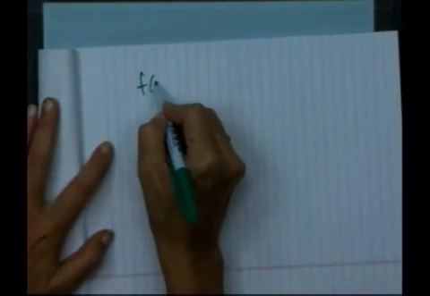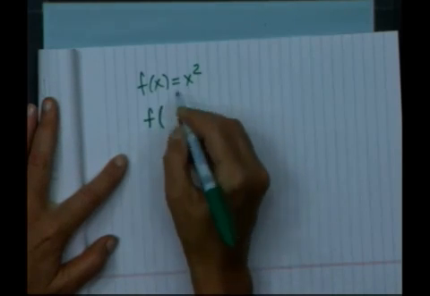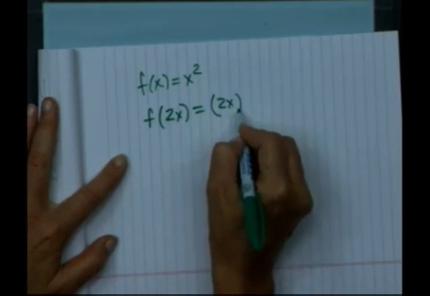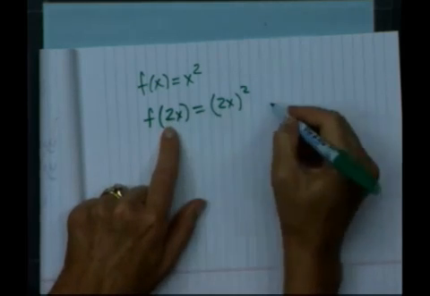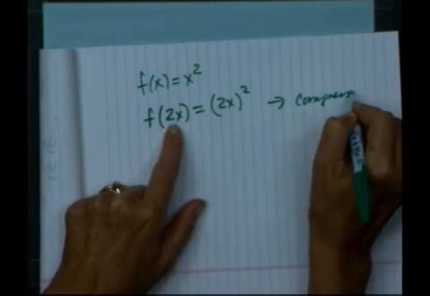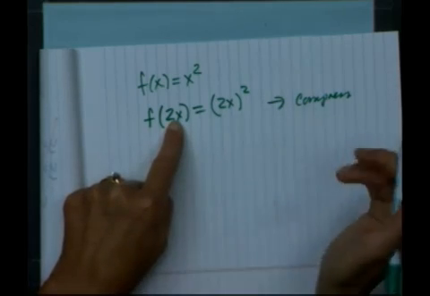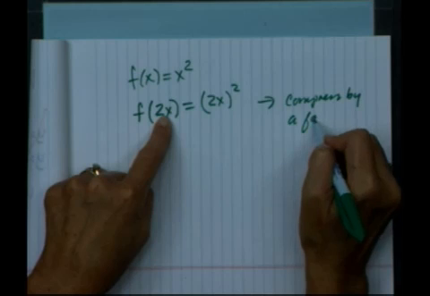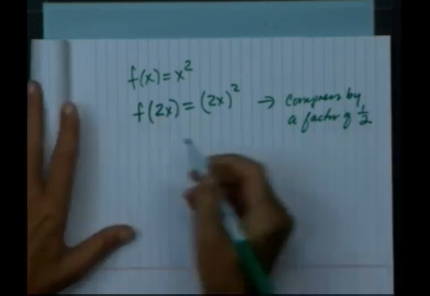Okay, f of x equals x squared. So if you say f of 2x equals (2x) quantity squared, when you graph this, it's going to be a compressing, because it looks like a stretch really. It's opposite sounding for your horizontal. It's a compressing by a factor of 1/2. And I'll just show you.